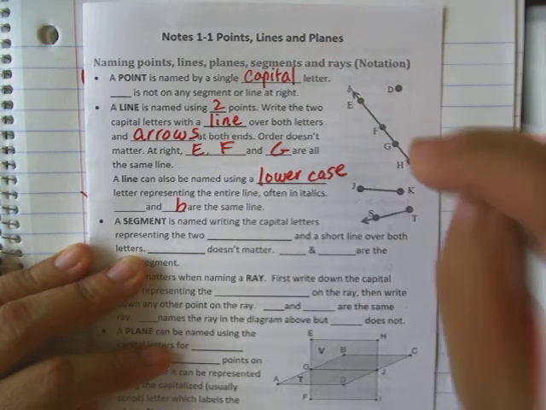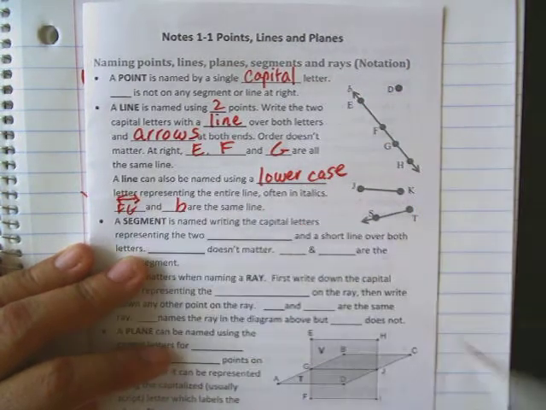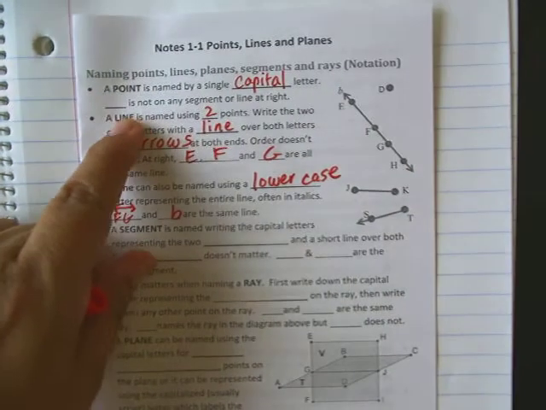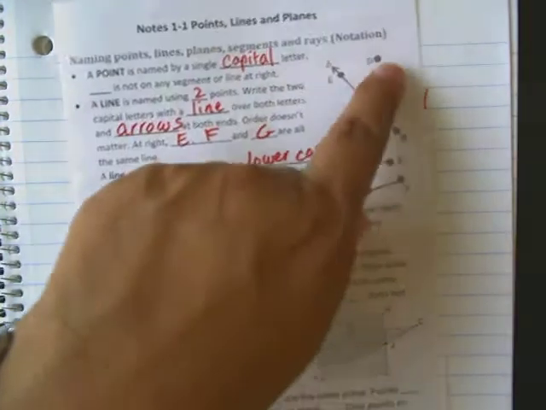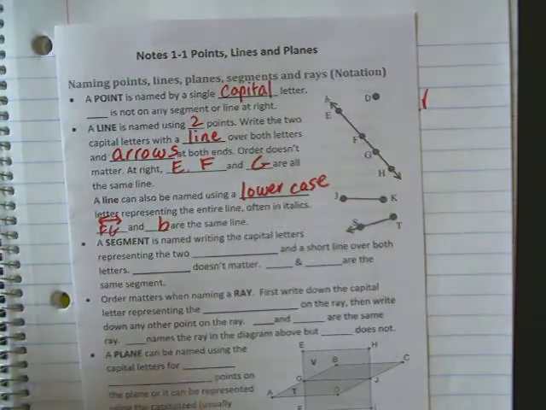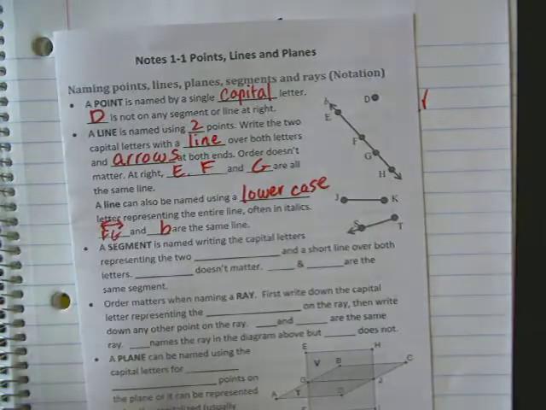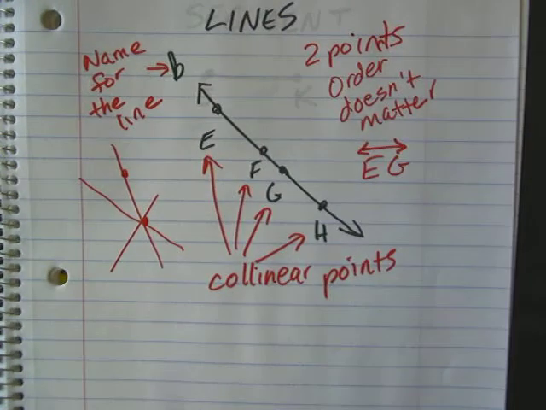By the way, I skipped this one up here. They want a point in this picture that is not on any segment or line. The only point that applies to is that one right there. That's D. So let's go ahead and talk about segments. So in your notes, if you look at it, there's a segment JK. So let's talk about JK.